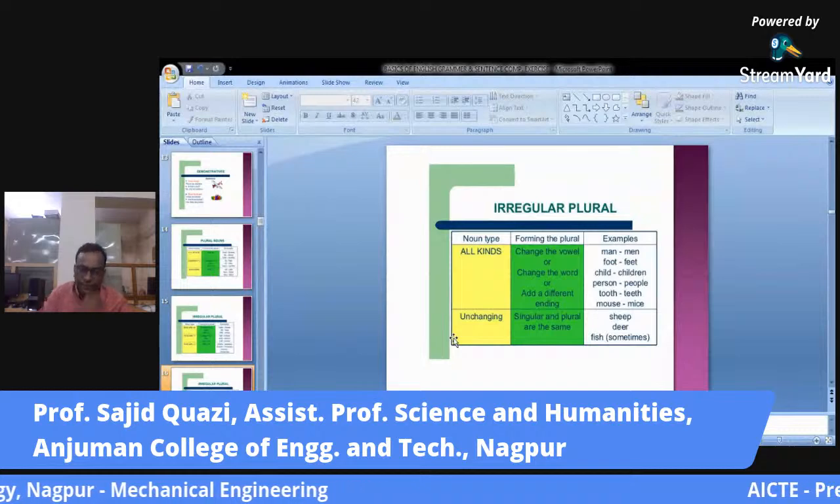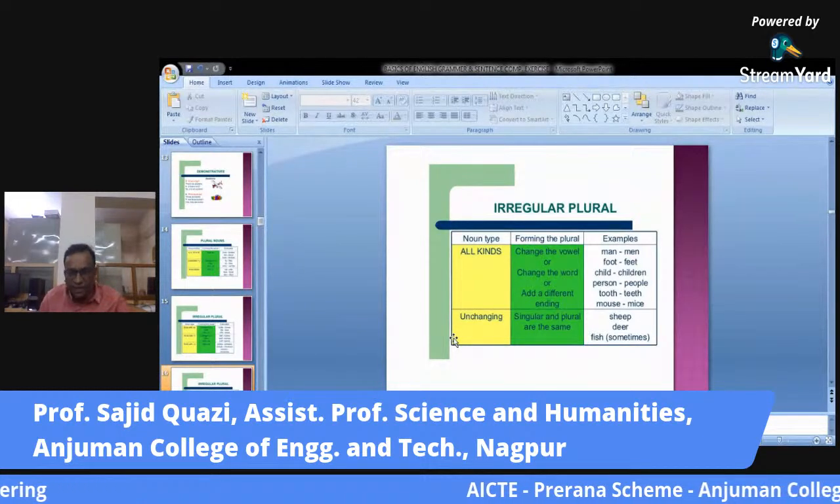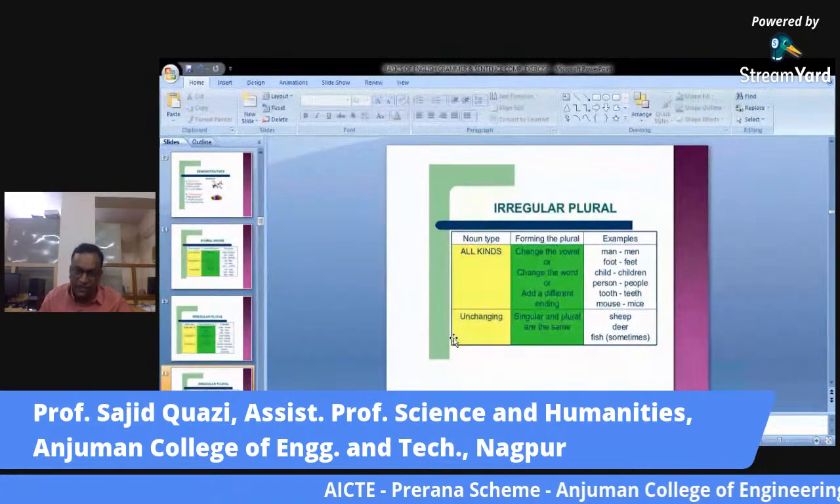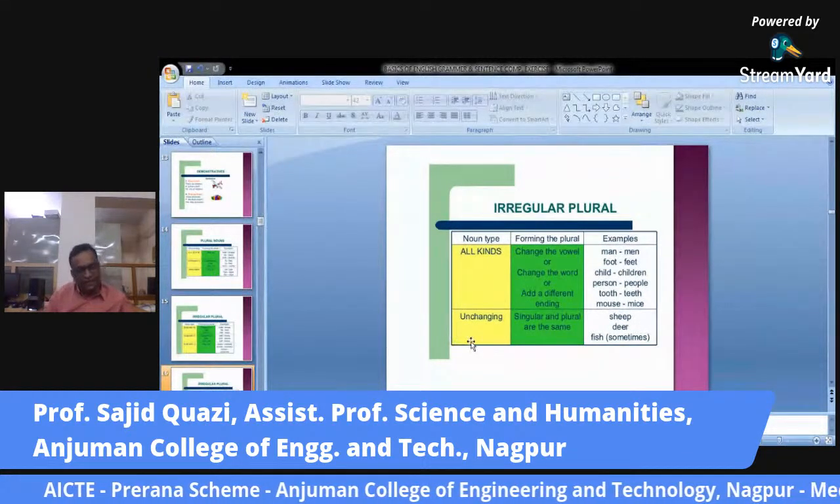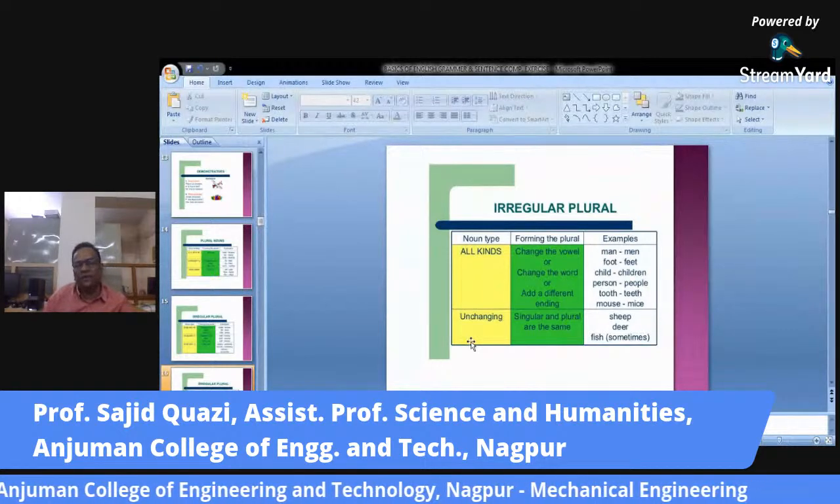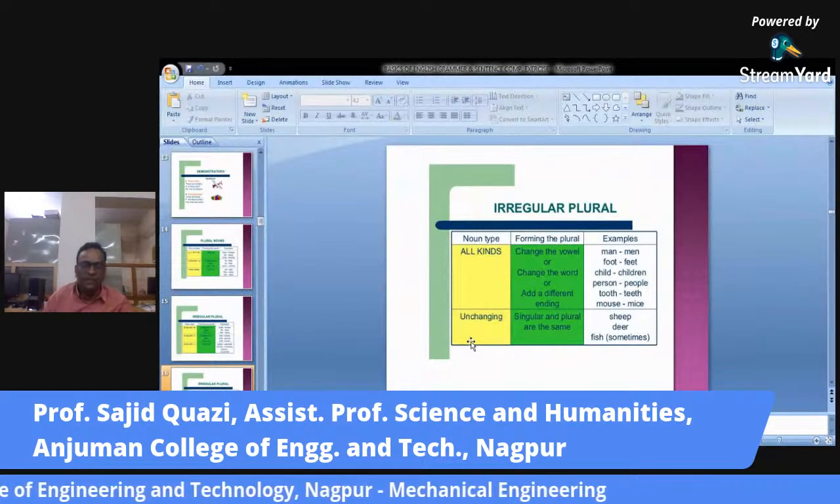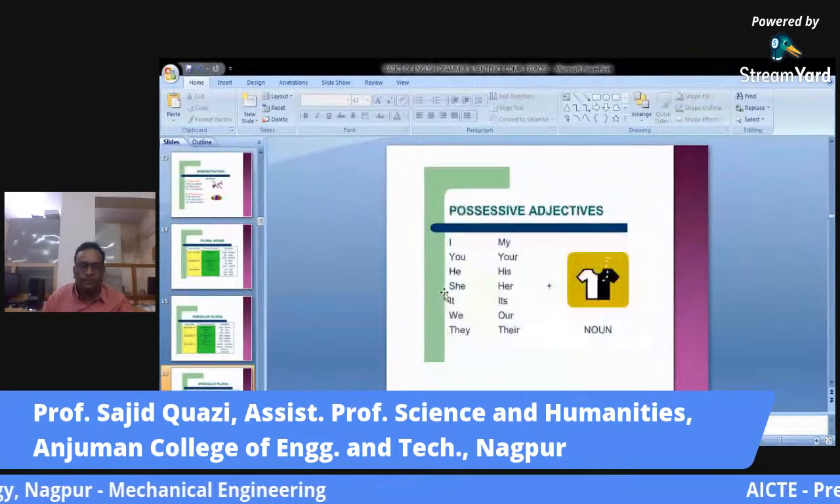Unchanging nouns, which do not change: singular and plural are the same, like sheep, deer, fish. Sometimes remember this one. The main motto behind giving this information to all of you is that you should brush up your knowledge of English basic grammar, which can help you to identify problems.